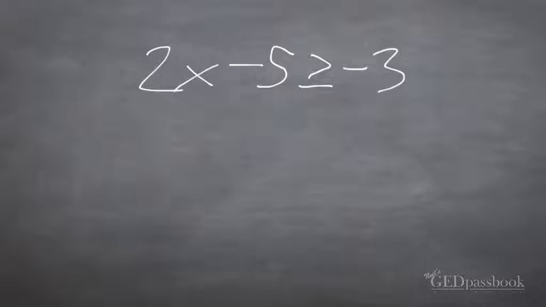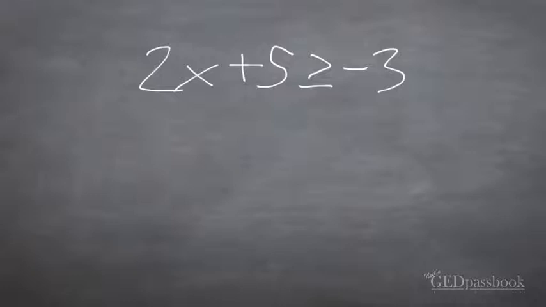That's a positive 5. Okay, there's this problem right here. Let's do this example right here. You ready for this example? What do we do? Subtraction.